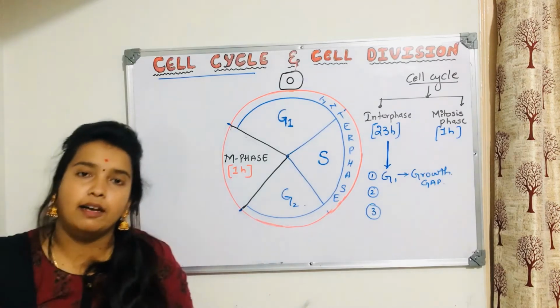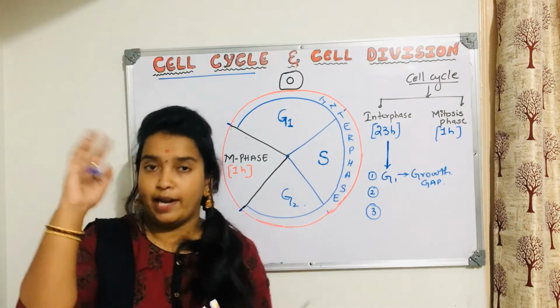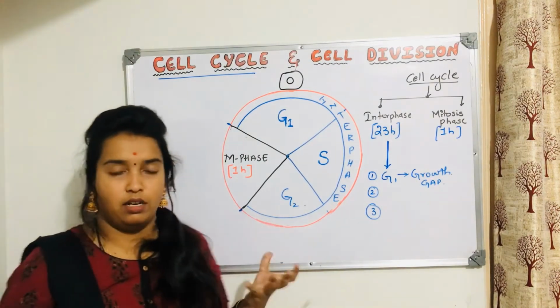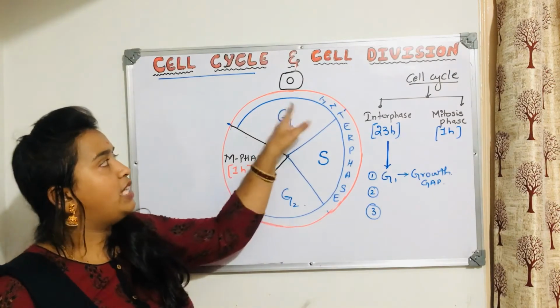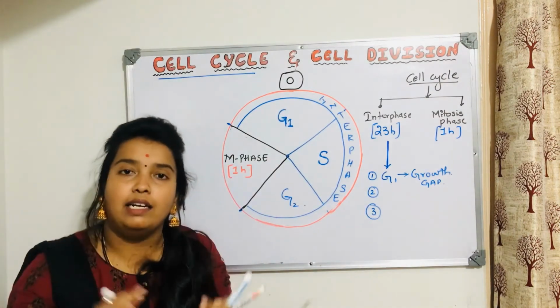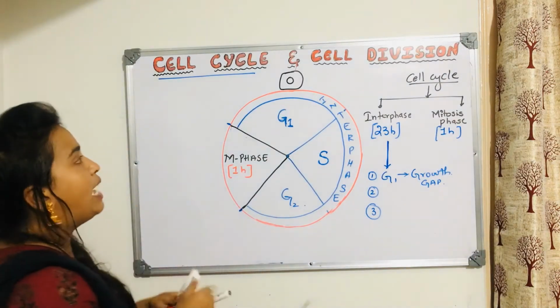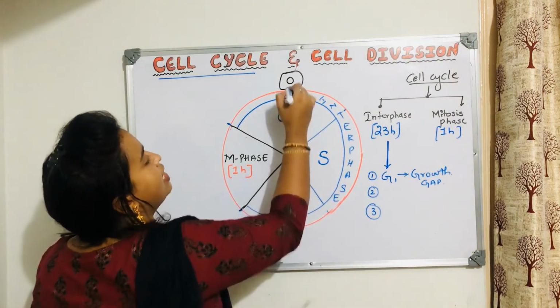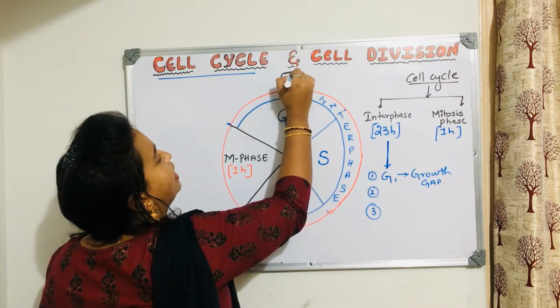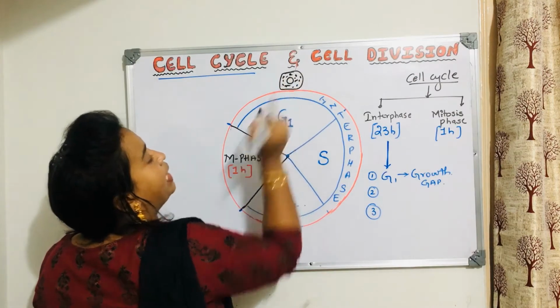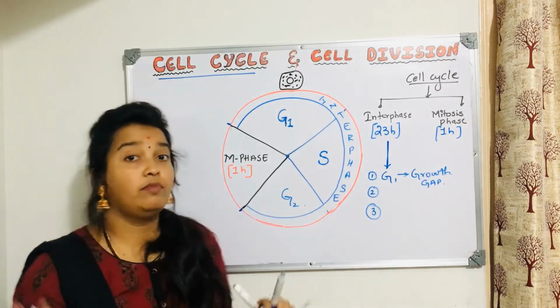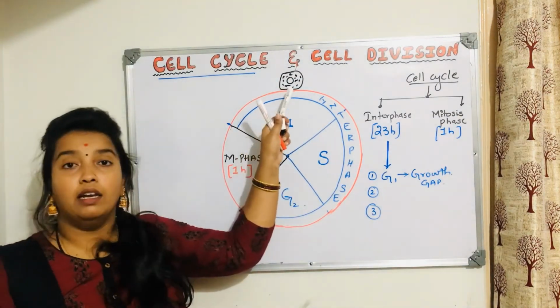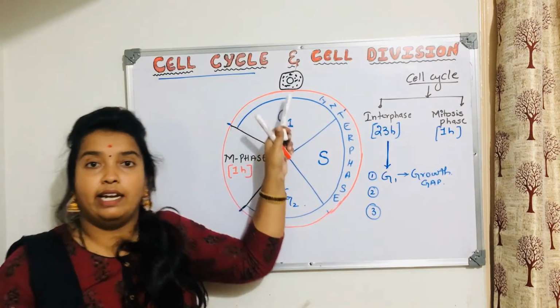What growth is happening here? As I have already explained in part 1 of this series, the cytoplasmic content is increasing. What is happening in this phase? The cytoplasmic content is increasing. Nothing is happening inside the nucleus. Nothing. That is why I have shown it empty. And don't think that the cell does not have any DNA.